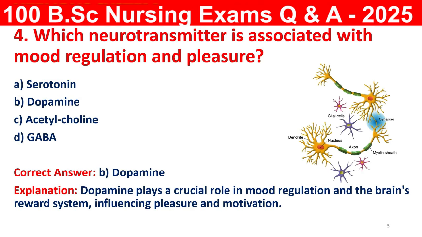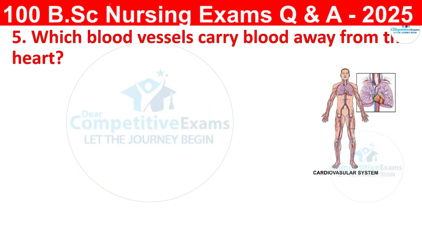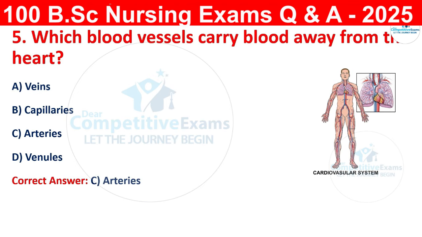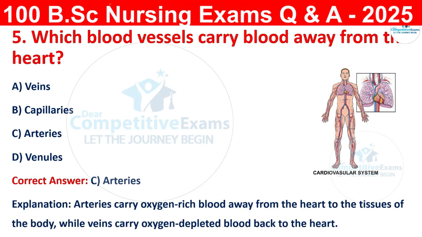Question number 5. Which blood vessels carry blood away from the heart? Your options are veins, capillaries, arteries, or venules. The correct answer is C, that is arteries. Arteries carry oxygen-rich blood away from the heart to the tissues of the body, while veins carry oxygen-depleted blood back to the heart.